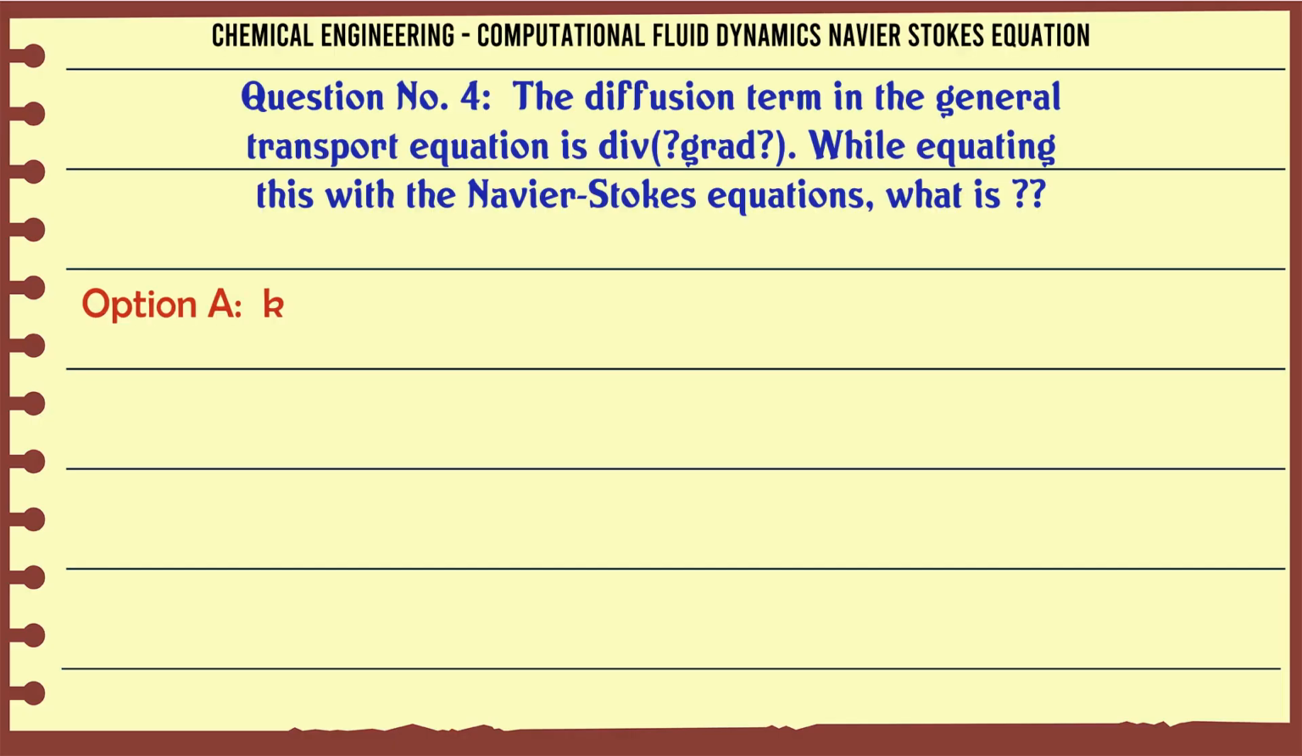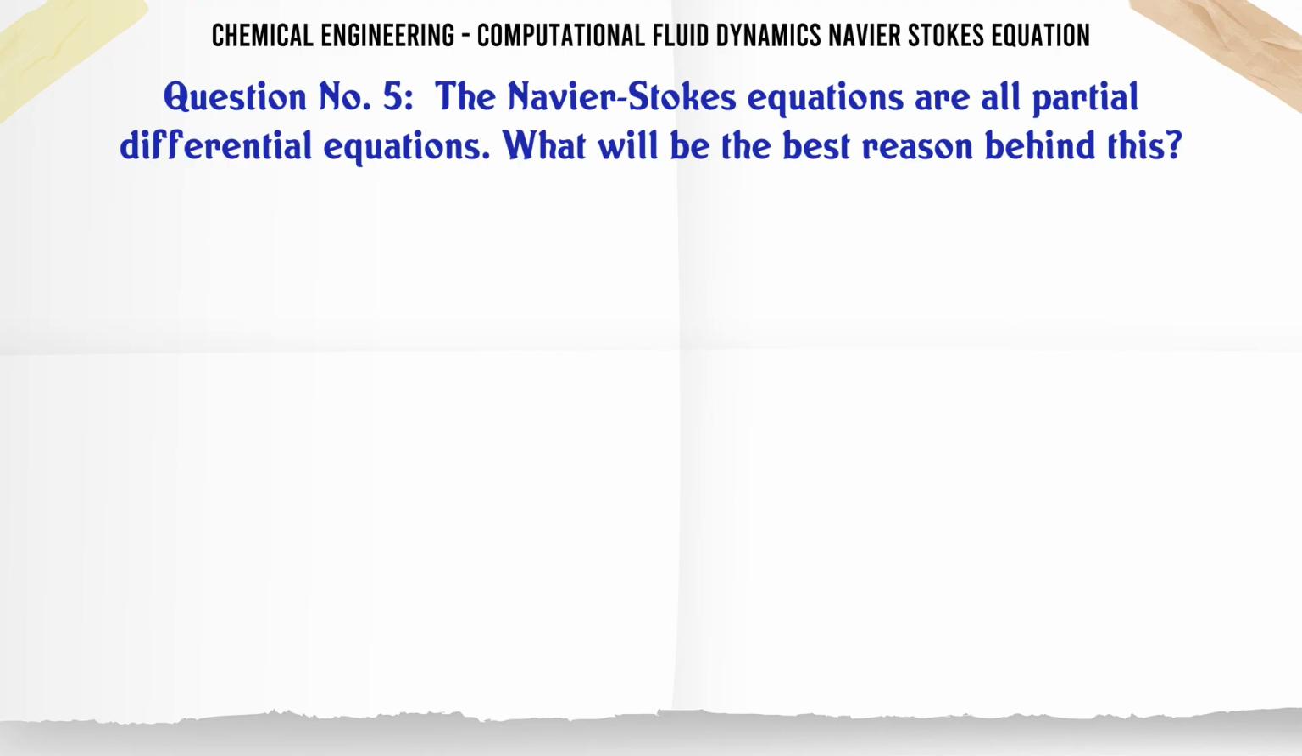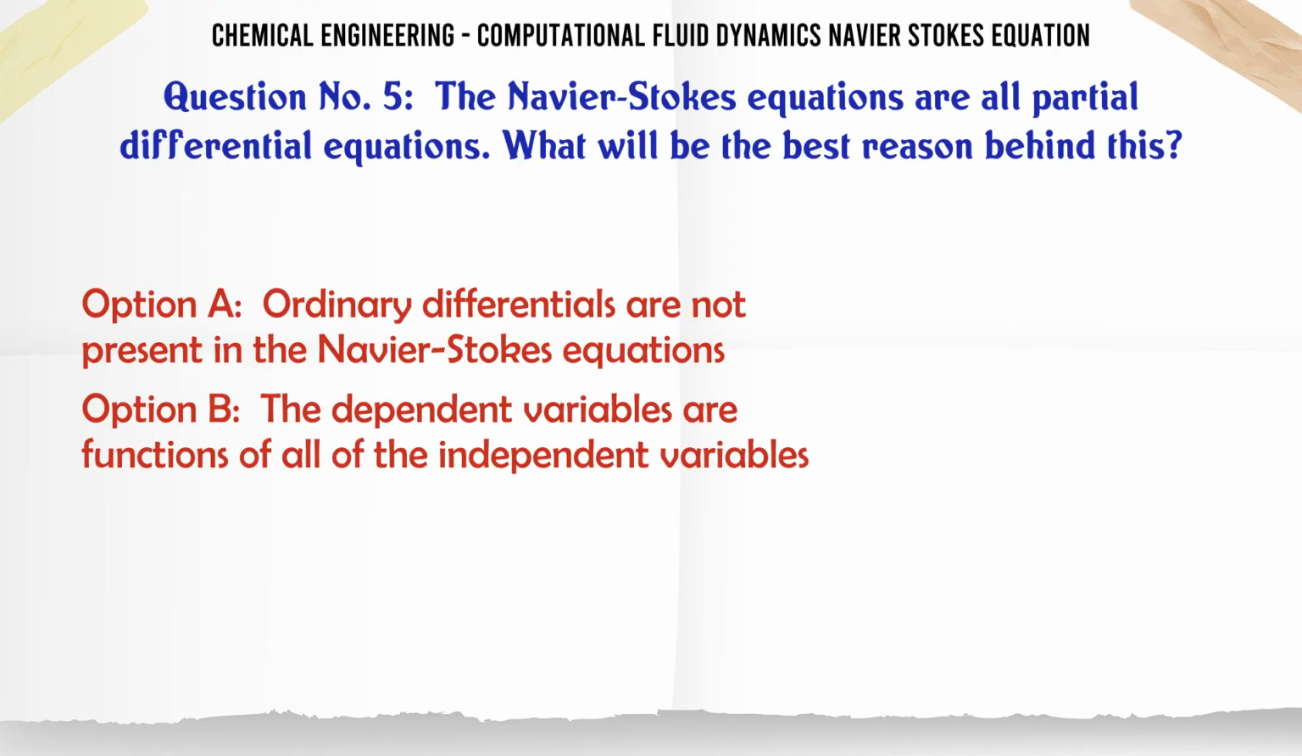The diffusion term in the general transport equation is the div(Γ grad φ). While equating this with the Navier Stokes equations, what is Γ? A: k. B: μ. C: ρ. D: vec V. The correct answer is μ.